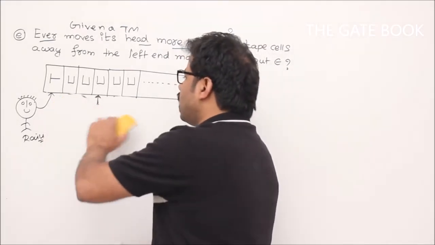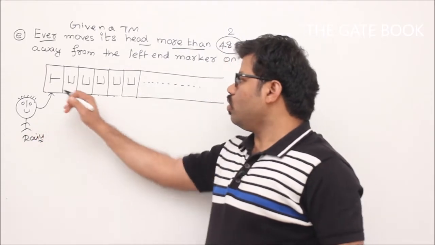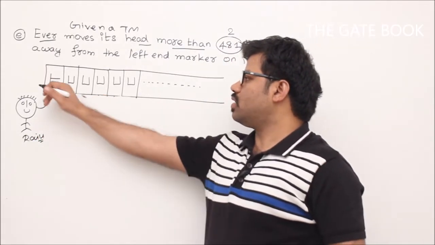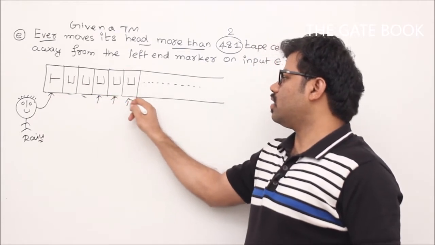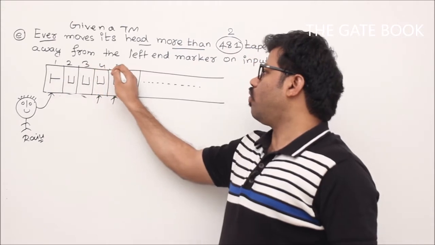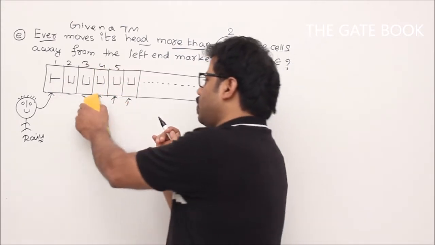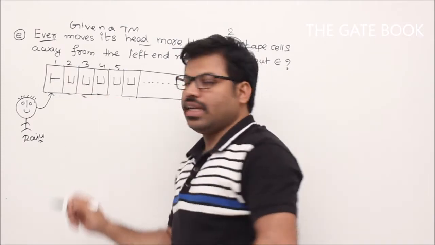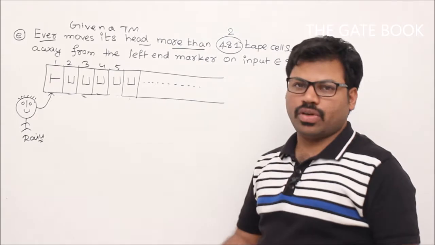First of all, try to understand configuration. Let's say the problem is to check whether Raju comes to 2 tape cells away from this left-hand marker. That means will Raju come either here or here or here? That is the question. Let me number them. Tape cell 1, 2, 3, 4, 5. Will he come to cell 4 or cell 5 or so on is the question. For that, initially your tape is empty, on input epsilon. So that problem will be simple.